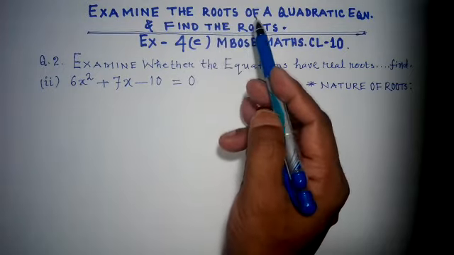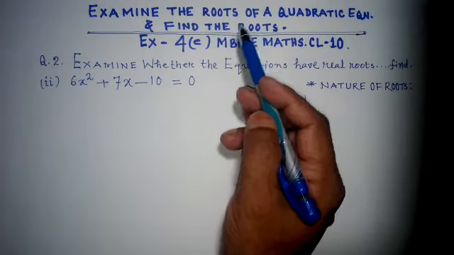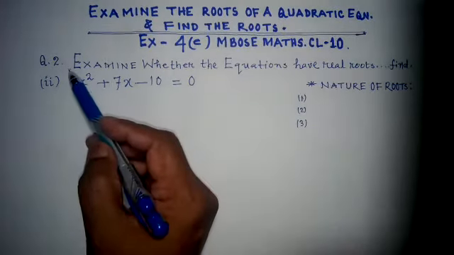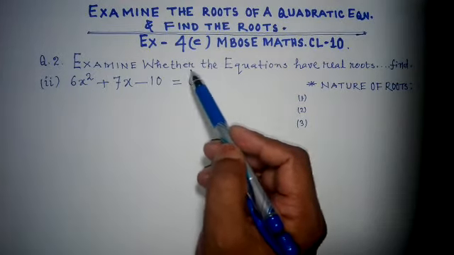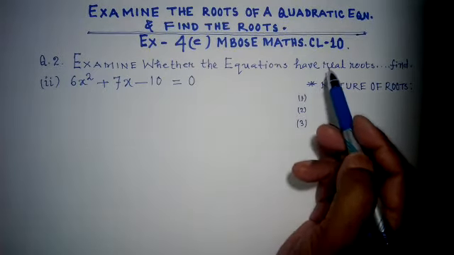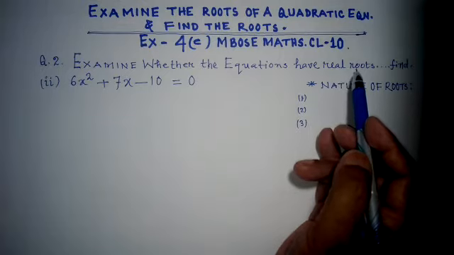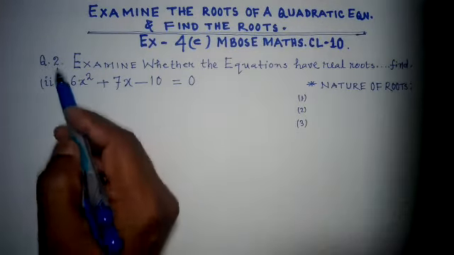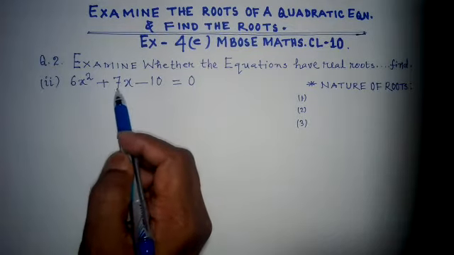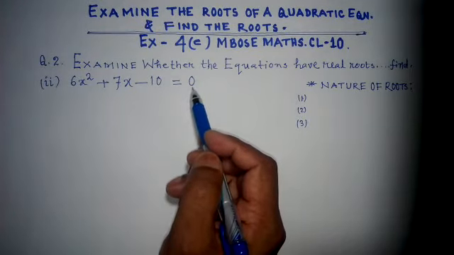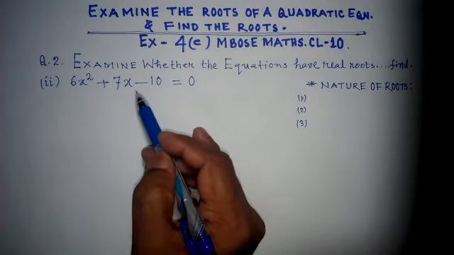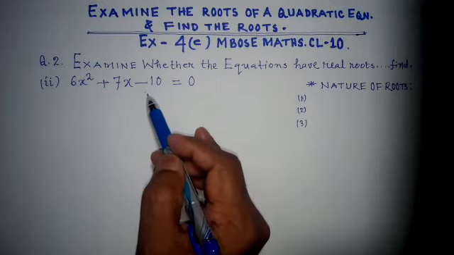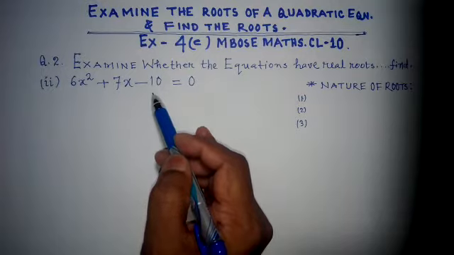Examine the roots of a quadratic equation and find the roots. So question number 2: examine whether the equations have real roots. If there is a real root, then find the roots. Question 2, 6x squared plus 7x minus 10 equals 0. Whether this equation has real roots or not, that is the question.